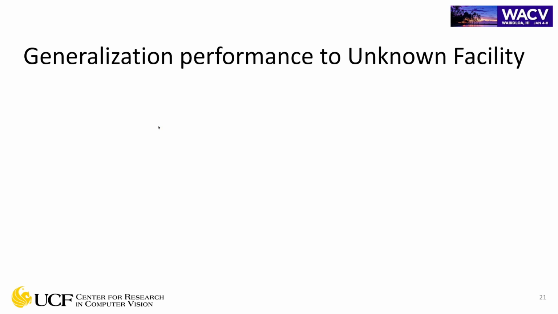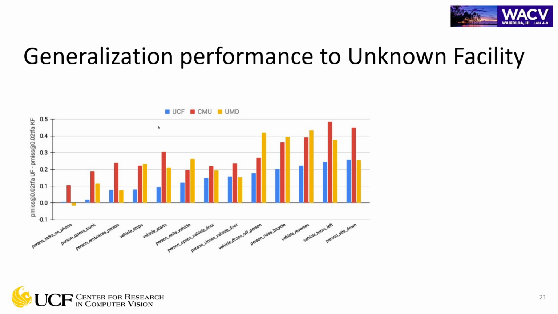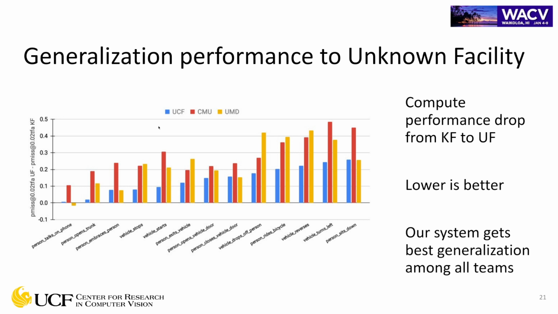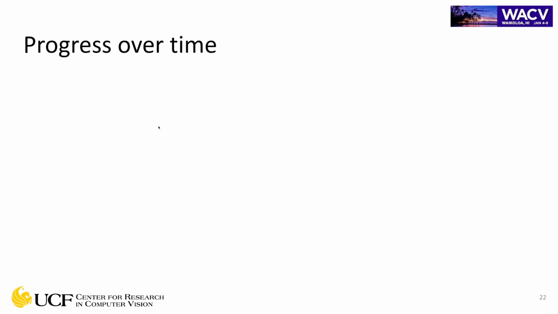A major problem in computer vision is the generalization problem, where a model that performs well on a dataset does not work well in the real world. Here we have a plot of the change in score for various classes when comparing PMISS when the camera facility is known to unknown. Here, a positive score means that the PMISS on unknown facilities was that much larger, so a smaller value indicates better generalization. Our system achieves the best generalization among all high-performing teams.